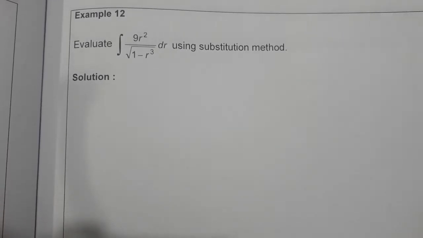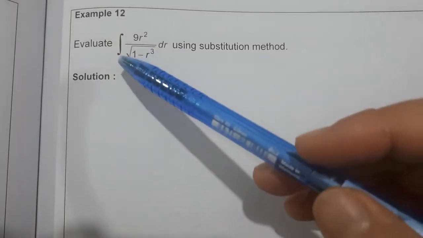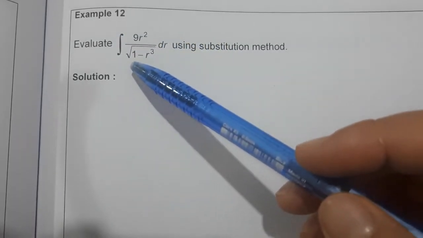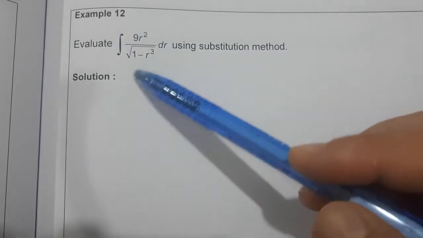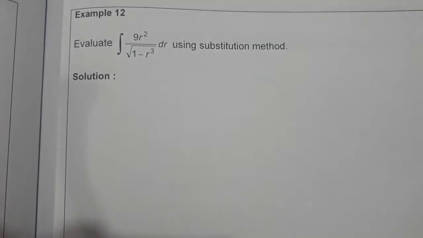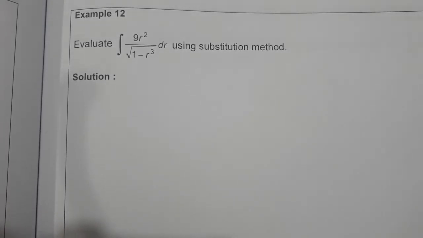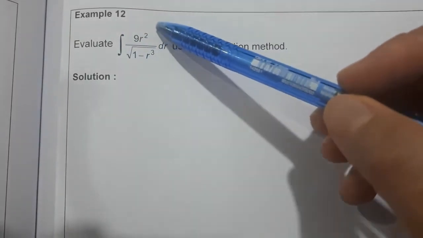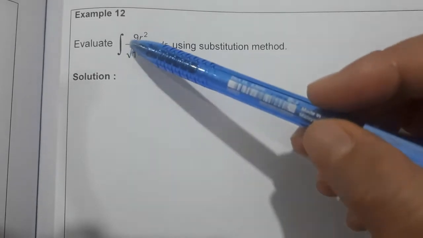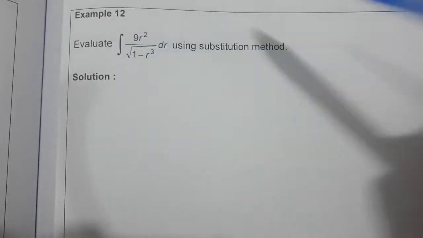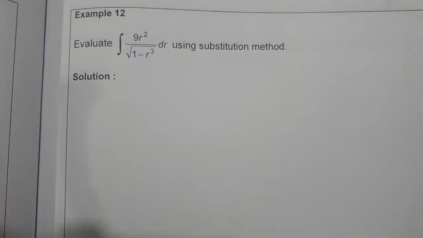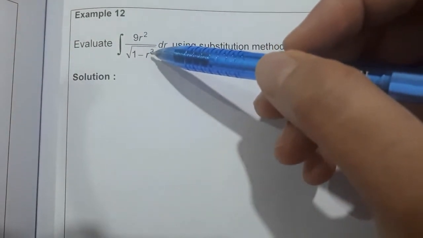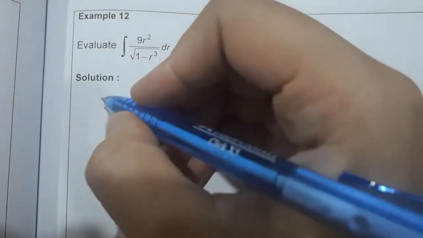Now let's solve example 12. We want to integrate 9r squared over square root of 1 minus r cubed by using the substitution method. So again, why must we apply the substitution method? Because we cannot simplify the function. We cannot separate the square root. Step number 1: choose the expression from the denominator to equal u.